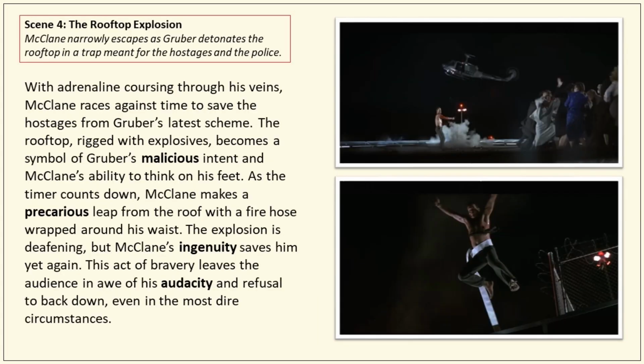Scene 4. The rooftop explosion. McLean narrowly escapes as Gruber detonates the rooftop in a trap meant for the hostages and the police. With adrenaline coursing through his veins, McLean races against time to save the hostages from Gruber's latest scheme. The rooftop, rigged with explosives, becomes a symbol of Gruber's malicious intent and McLean's ability to think on his feet.